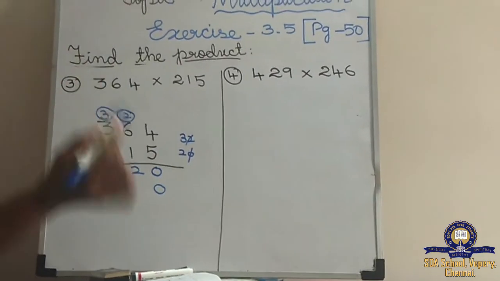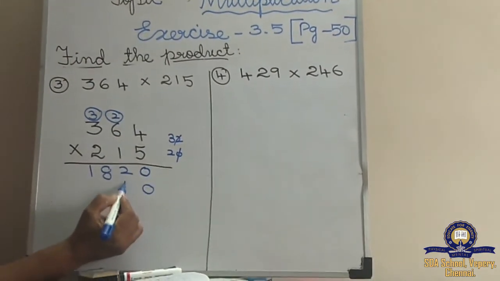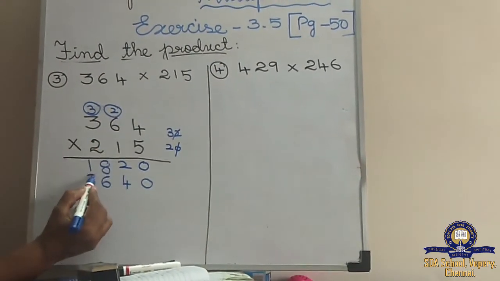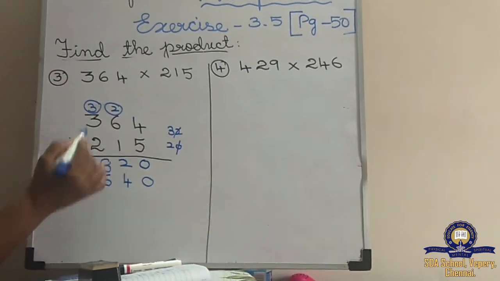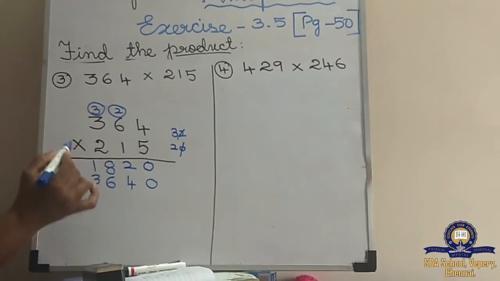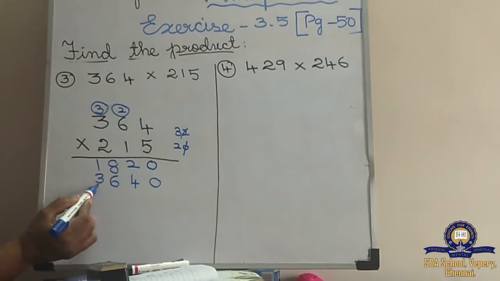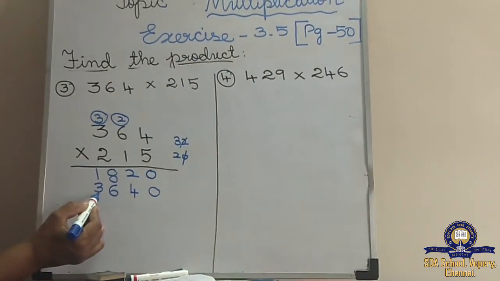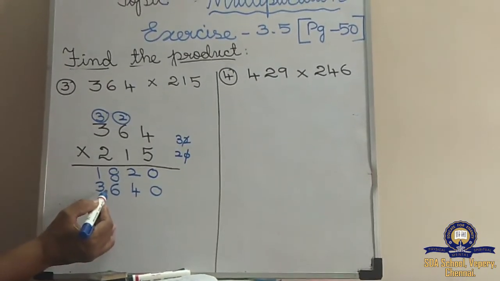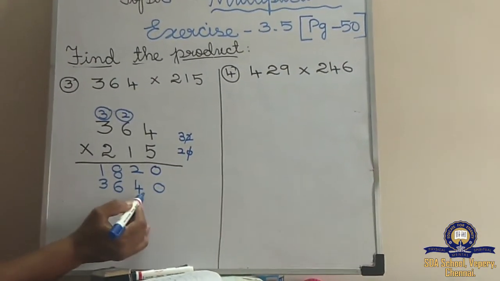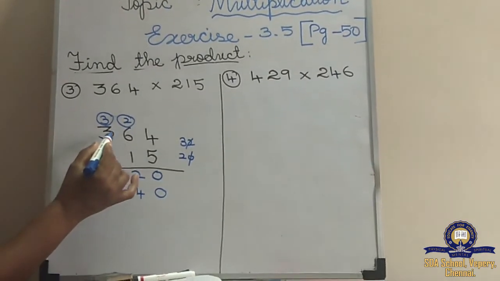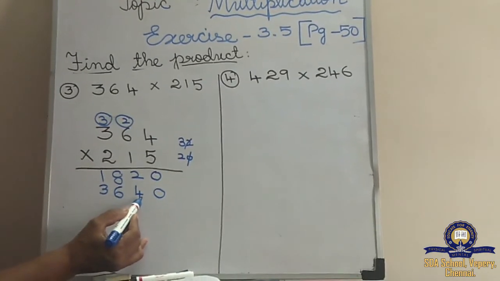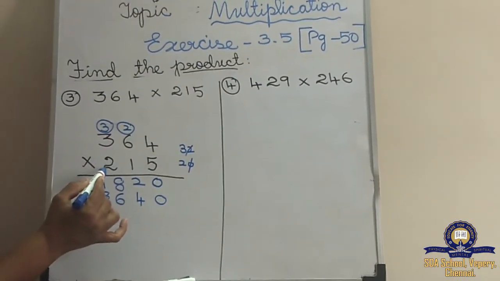Now the 1 table is very easy. 1 4 is 4. 1 6 is 6. 1 3 is 3. Isn't it? Now 364 multiplied by 1, what answer? 364 will come, isn't it? 364 multiplied by 1 means what answer will come? 364.